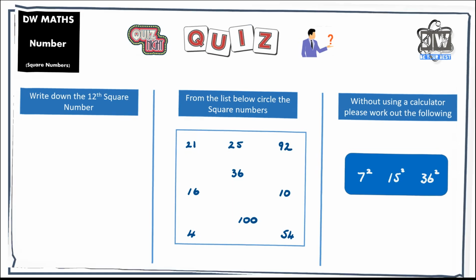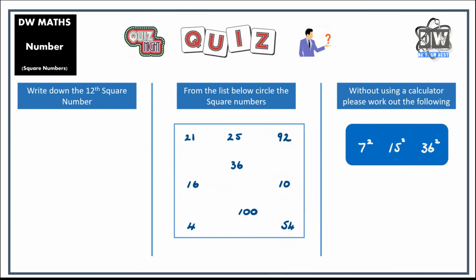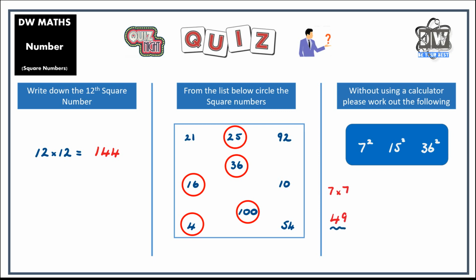So here we go. There's time for the answers. The 12th square number would be 12 times 12, 144. We've got 25, 36, 16, and 100. And not to forget 4, which I almost did. Then we've got our 7 times 7, which is 49. Our 15 times 15, which is 225. And 36 times 36, which is 1,296.